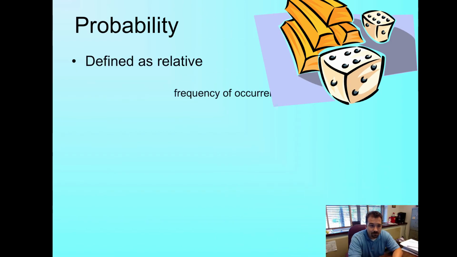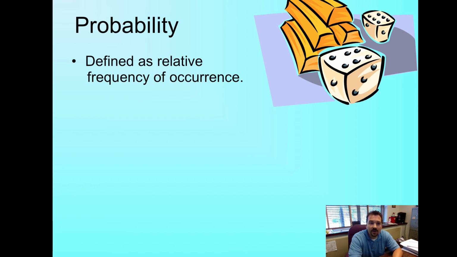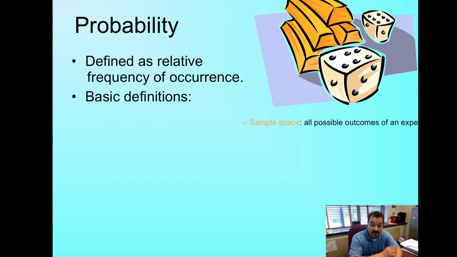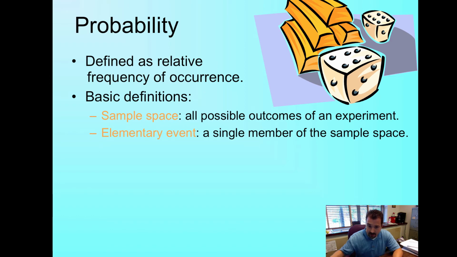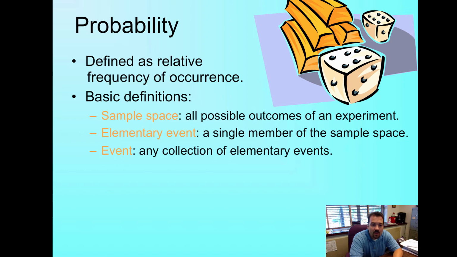Okay, so a probability is defined as relative frequency of occurrence. It has these basic definitions here. A sample space, which is all possible outcomes of, you can call it, an experiment. We'll stick with that definition. An elementary event is a single member of the sample space. An overall event is any collection of elementary events.